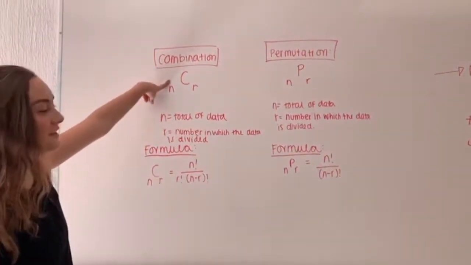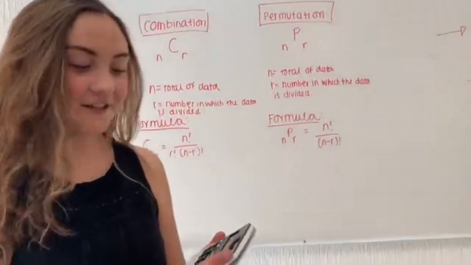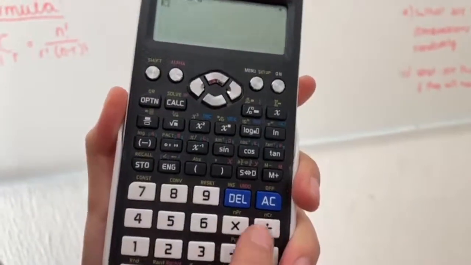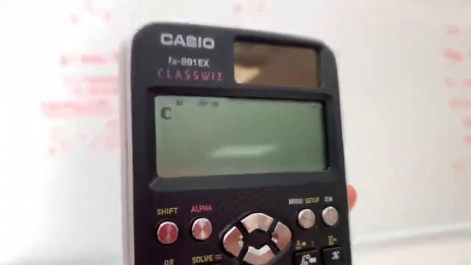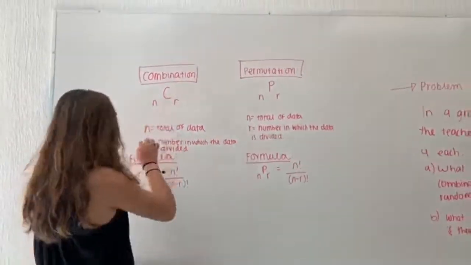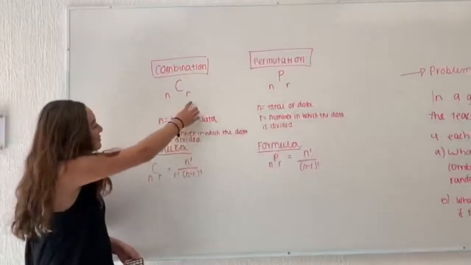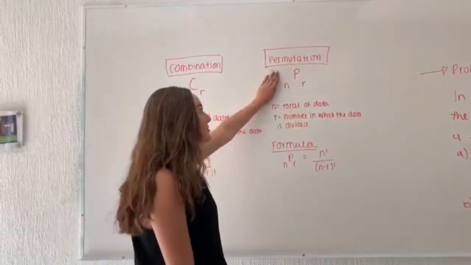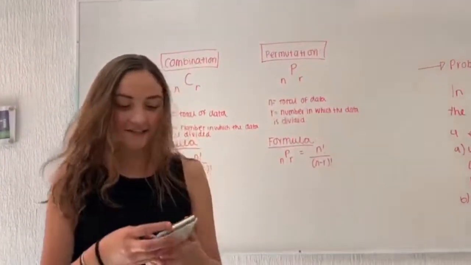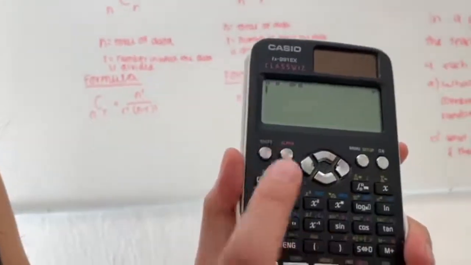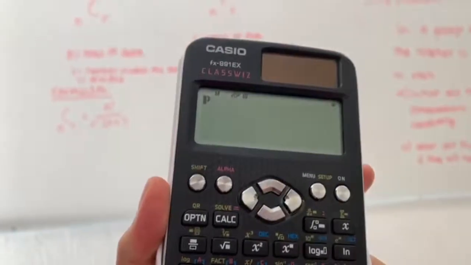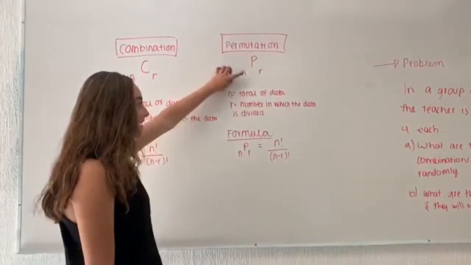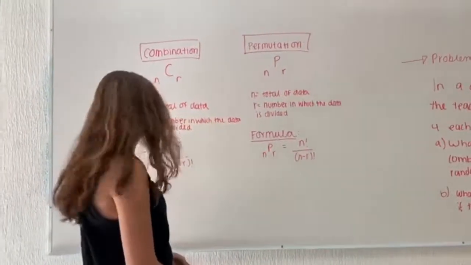This is the notation of the calculator. As you can see here, you have to press shift and then combination. The N represents the total of data and the R represents the number in which the data is divided. The same goes for permutation, which is also shift and this one. And the N as well represents the total of data and R the number in which the data is divided.